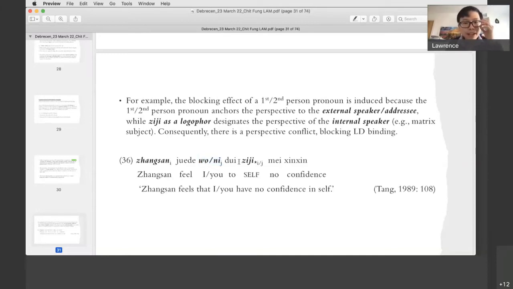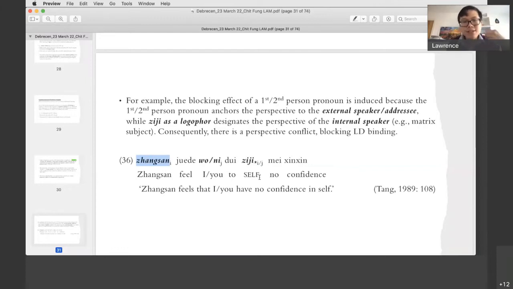However, Ziji as a logophor, as what we just said, is used to convey the perspective of an internal speaker, the perspective of Zhang San as a virtual speaker, as a feeler. Zhang San feels yourself. All right.